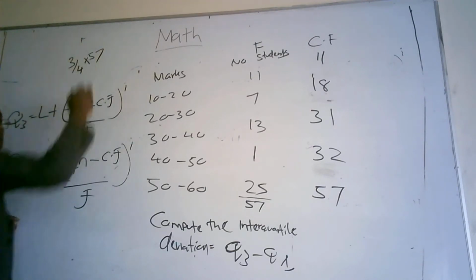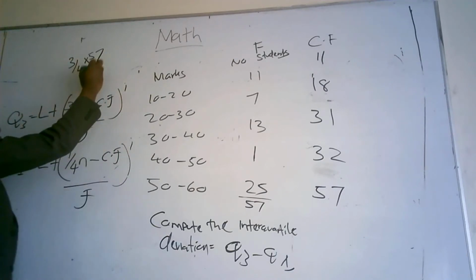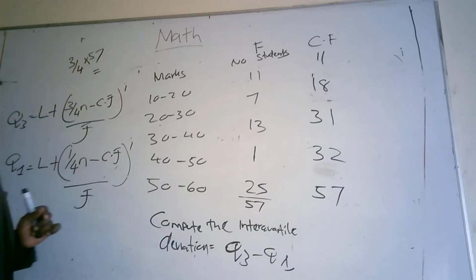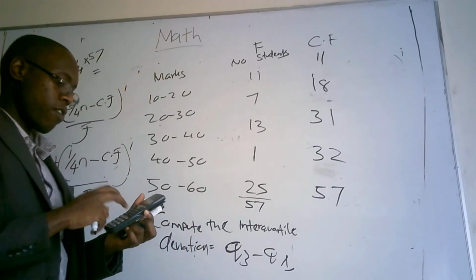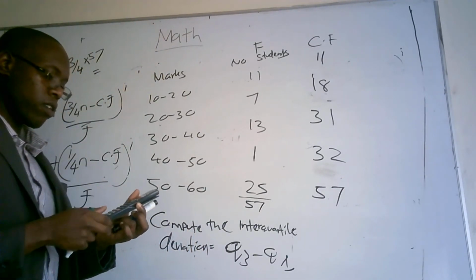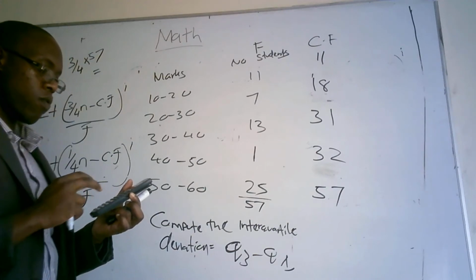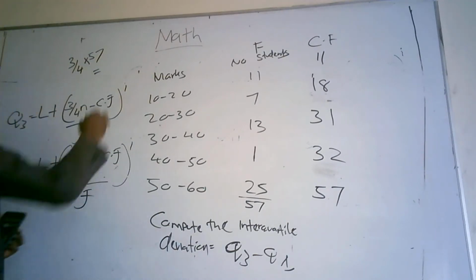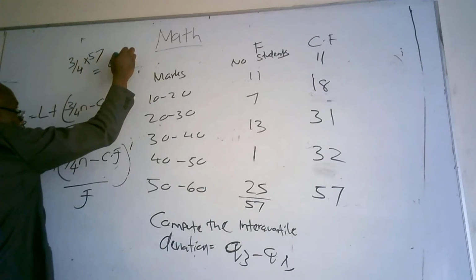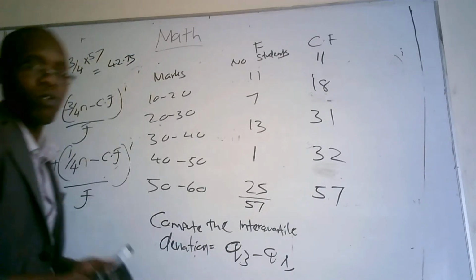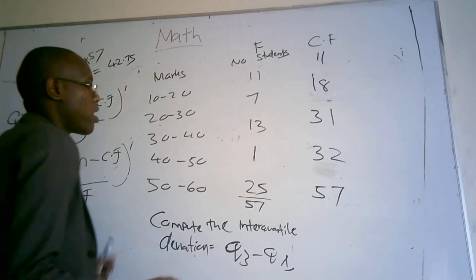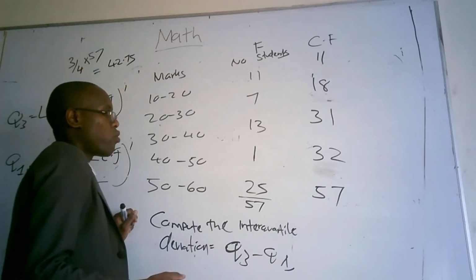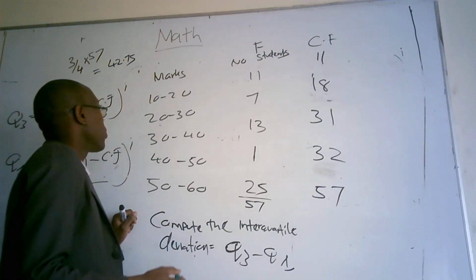N is the total frequency, which is 57. So 3 over 4 times 57. Let me use the calculator. It will be 3 over 4 times 57, which will give you 42.75. So the 42.75 here, we come to the cumulative frequency and we see where 42.75 is going to fall.